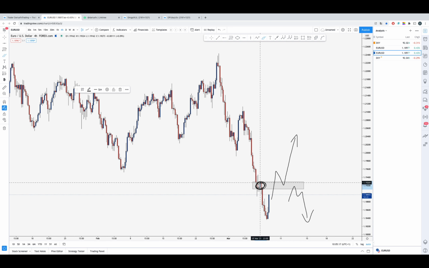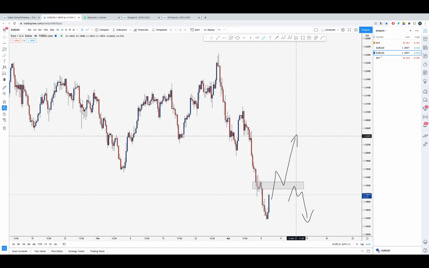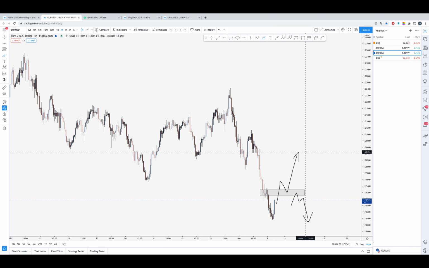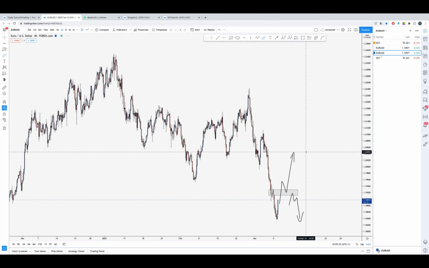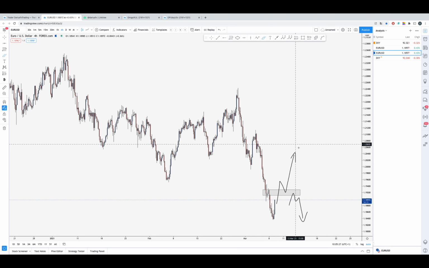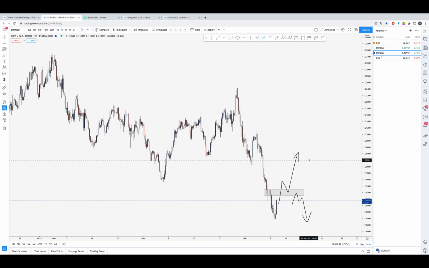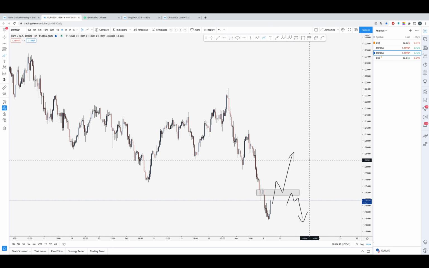Therefore, it is super important to see a nice break of this one. And if we break this level, then I think that we're going to move up higher. So we got a high probability for that one. Yeah, guys, I think that's it. I don't see any further information that can help us right now for the decision for the EURUSD.